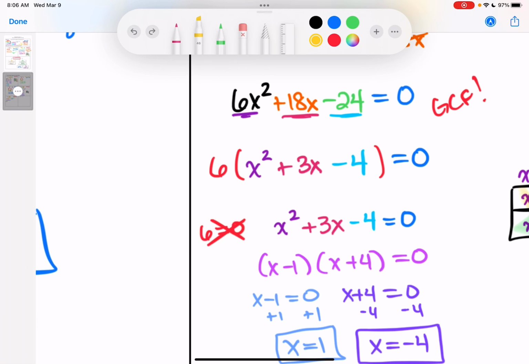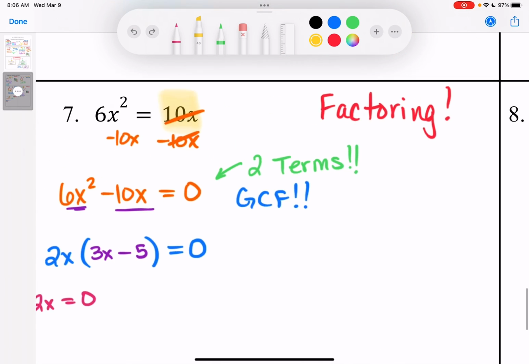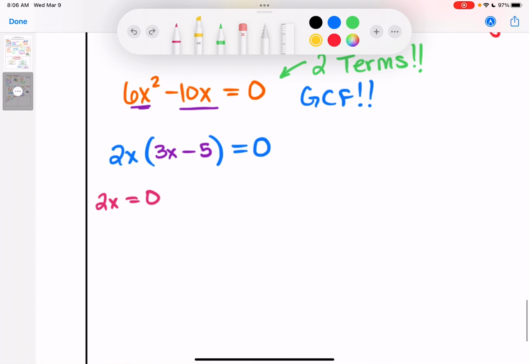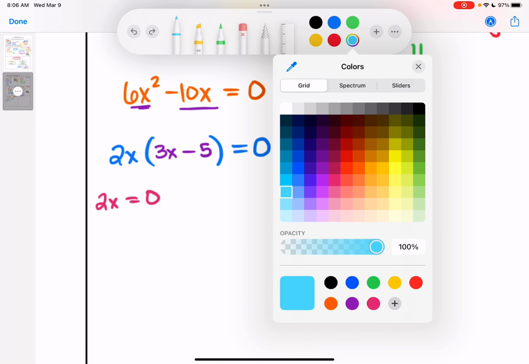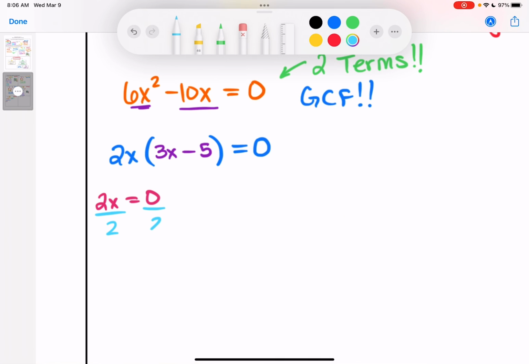I can't solve that. But this one has 2x equals 0. I can solve 2x, right? So I am going to divide both sides by 2. 0 divided by 2 equals 0. Box it in. That's an answer. Don't lose that answer, right? We did this yesterday, but this is the most common mistake.